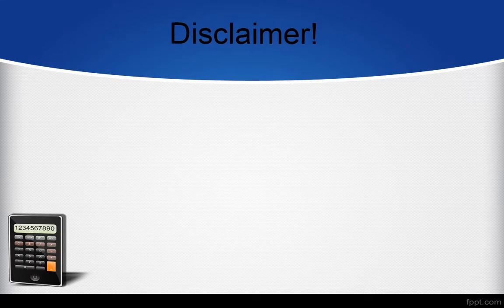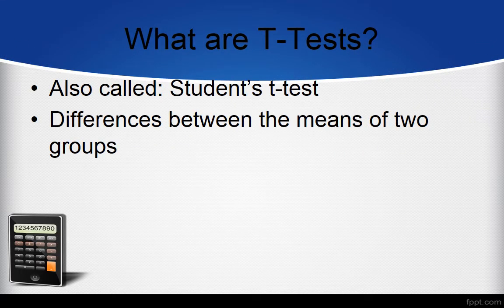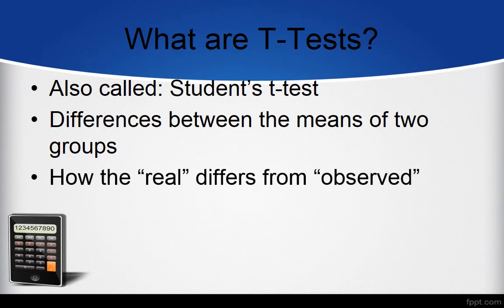So look at this as an overview of the t-tests, also called Student's t-test after the pen name of the creator. T-tests determine the significance of the difference between means, especially population means, of two groups. In other words, we are interested in how the real mean and standard deviation differs from the observed or perceived mean and standard deviation, as we might have seen from a study or some kind of database we might have gathered.